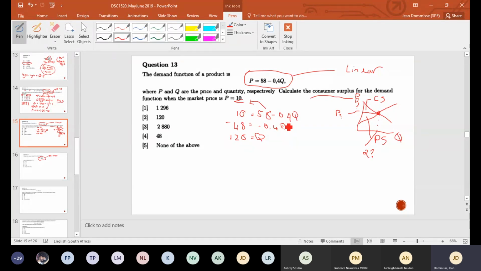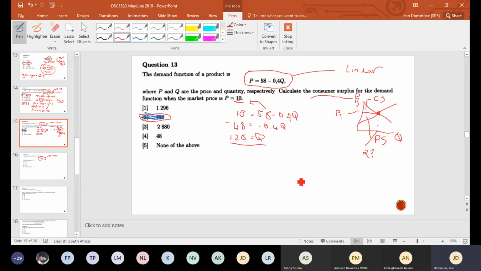So what are they asking us? Calculate the consumer surplus. So they ask us for consumer surplus, so it's not just the Q. Again, be on the lookout for what they are asking in the exam, so that you don't say, oh, but there is my 120, and forget that you must actually work out the consumer surplus and not the Q. So that at least I will take out as one of my options.